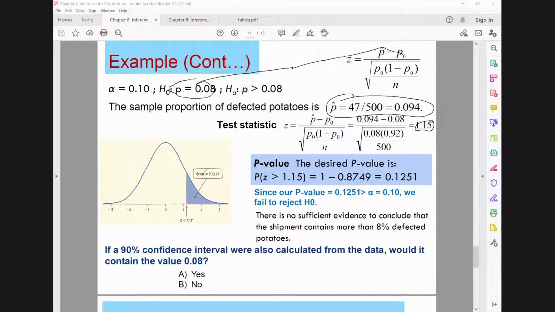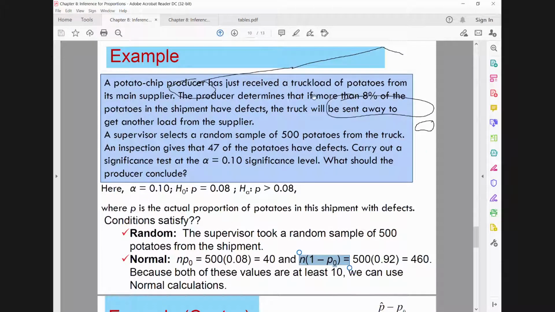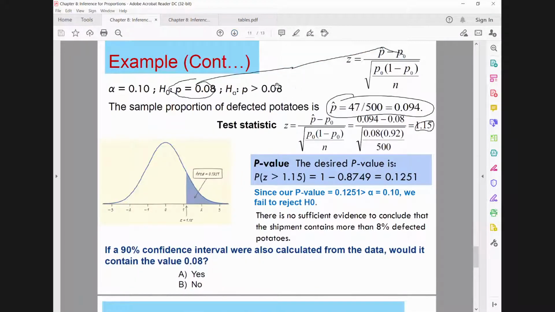Once we evaluate z, we obtain z equal to 1.15. As I said here, we have one side, and it's rejected just when p is more than 0.08, because we have the words more than. Of course it is good that the proportion is less than 8%, it is acceptable. It is rejected, the alternative hypothesis holds, just when the proportion is more than 8%, that means more than 0.08.